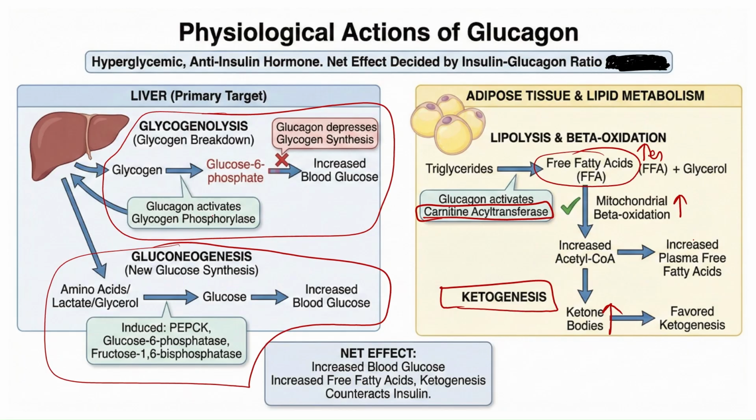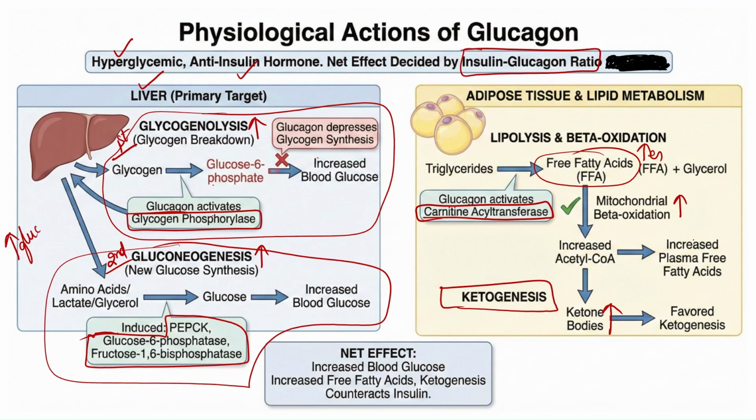Coming to the physiological actions of glucagon, it is a hyperglycemic hormone, an anti-insulin hormone, and the net effect is decided by the insulin-glucagon ratio. The primary target of glucagon is the liver, where it promotes glycogenolysis by activating the enzyme glycogen phosphorylase. That is the first function. The second one is that it promotes gluconeogenesis by activating the PEPCK enzyme, glucose 6-phosphatase, and fructose 1,6-bisphosphatase. So on carbohydrate metabolism, glucagon increases glucose, whereas insulin decreases glucose.